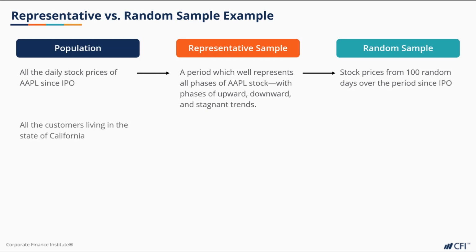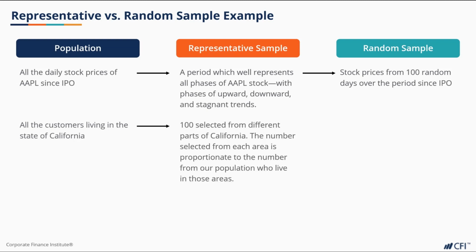second population, we're looking at all our customers in California. And our representative sample is going to survey different types of people in different areas of California, ensuring the proportion we take from rural and urban areas matches the proportion of Californians who live in those areas, and it could also try to match other characteristics like gender or income. And our random sample is just 100 randomly selected customers from California.